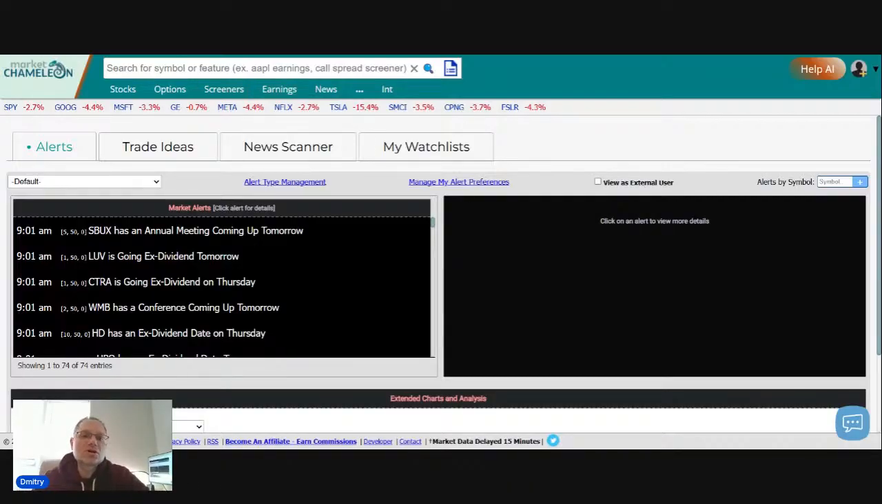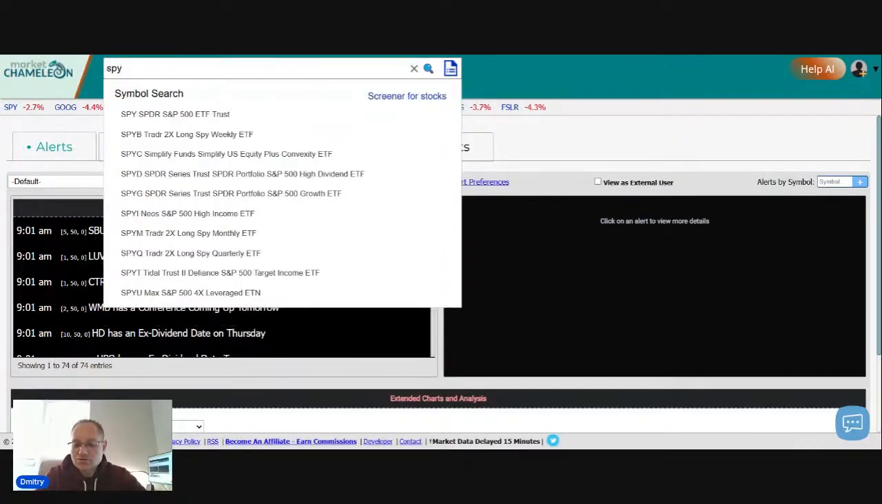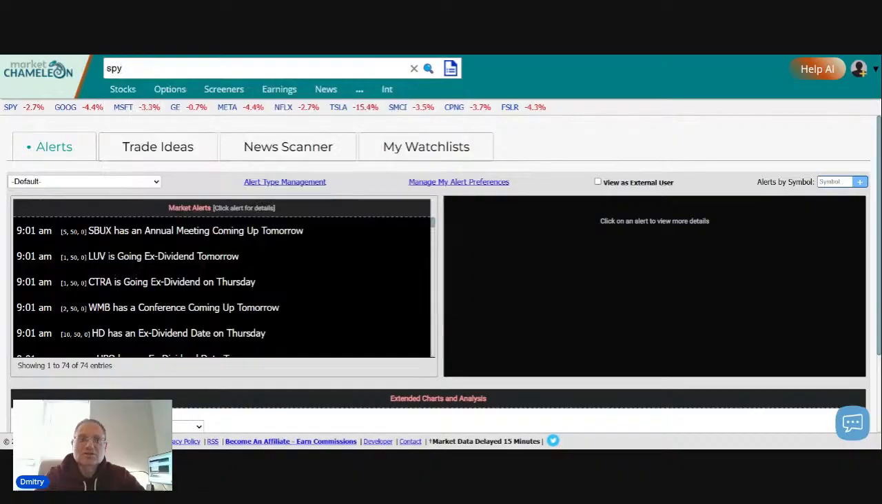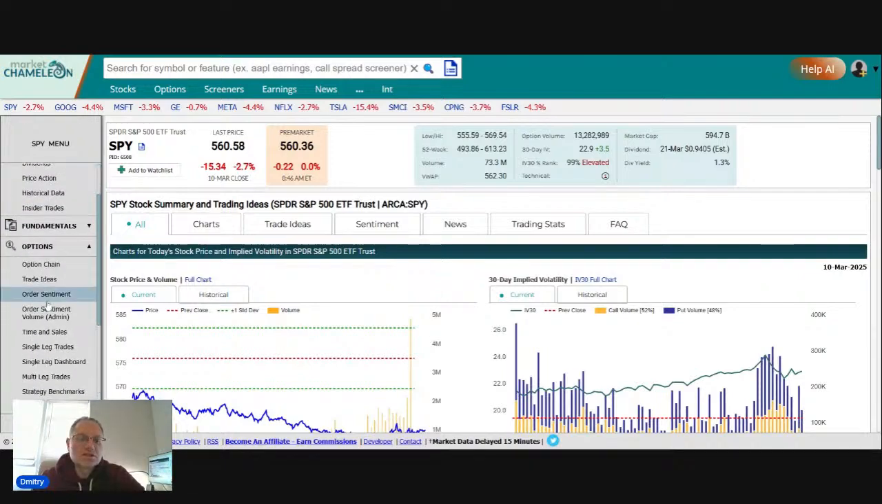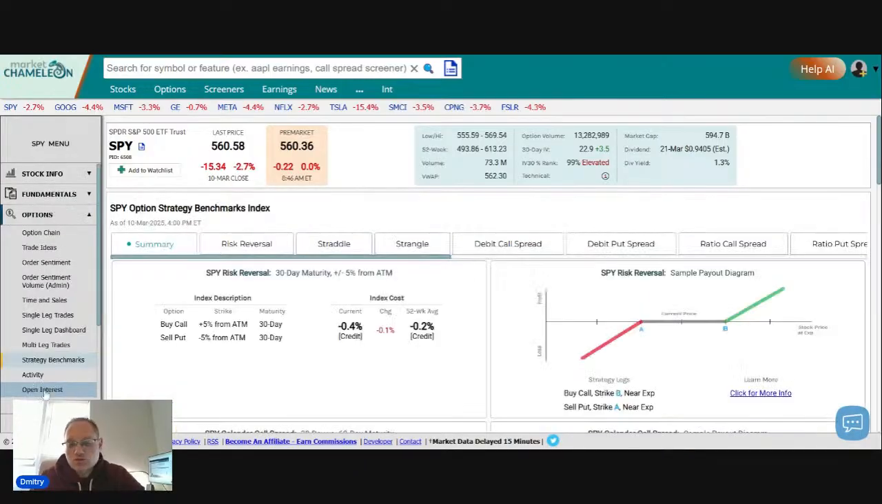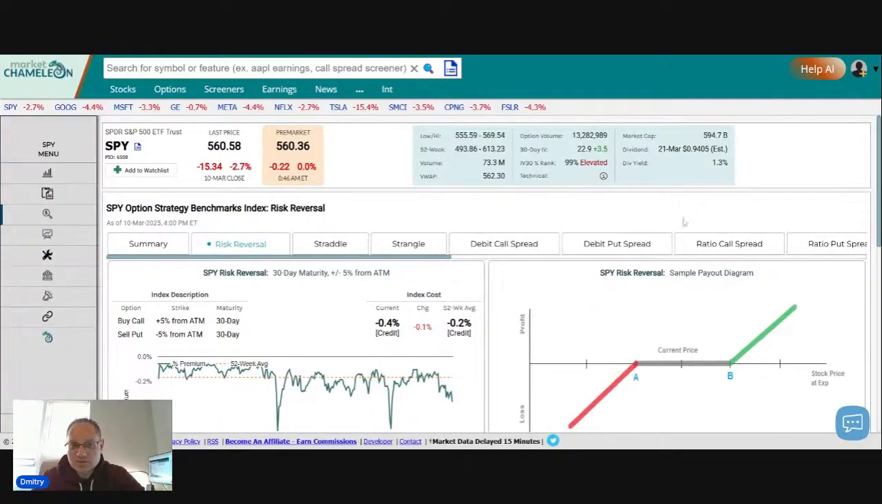So let's first go to a symbol. We'll look at SPY in our example. So I'm going to type in SPY in the search box, click enter, and then on the left-hand side, we get this menu bar. Click on options, scroll down and look at strategy benchmarks. Once you click on that, you're going to come to this page and you see different option strategies on top, and you could tap through them. We're going to click on risk reversal over here. And then I'm going to close this menu to expand our screen.